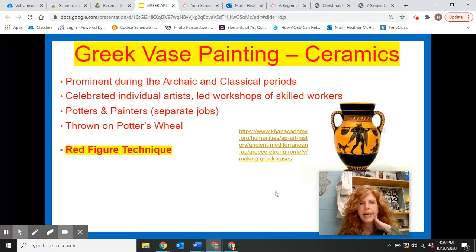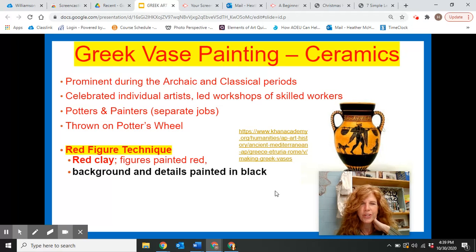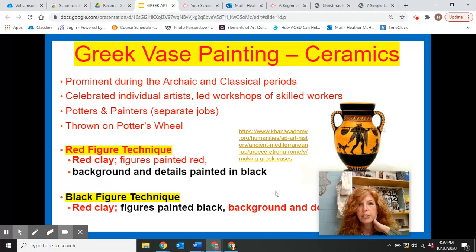Remember, red figure technique is where you have red clay figures painted in red on black. What you're seeing here in the picture is actually a black figure technique, which of course you can surmise would be using black clay to paint on red clay ground. And so the red clay figures, figures painted in red, little details painted in black, to show negative space, to show things like the strands of hair, texture of baskets, etc. Black figure technique is pretty much the reverse of red figure technique.